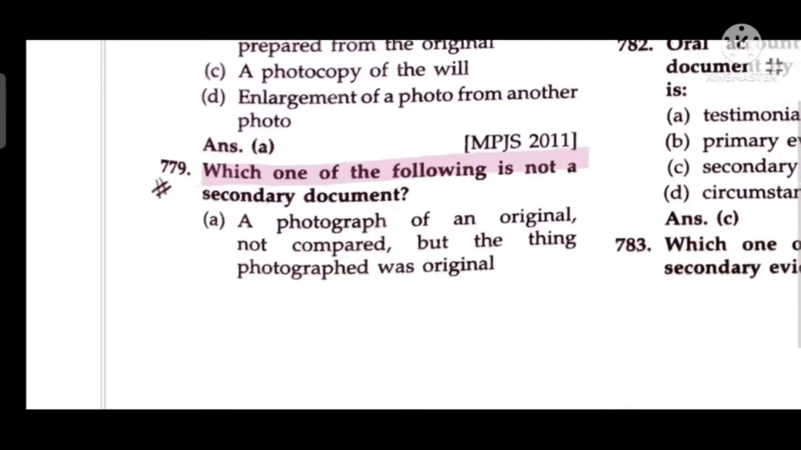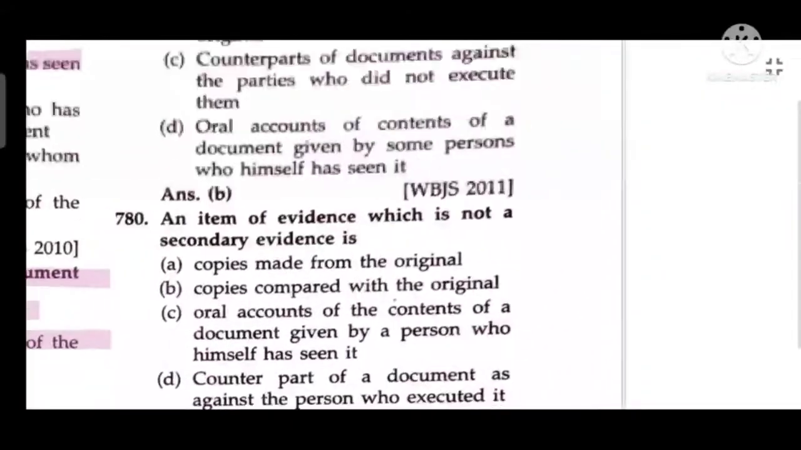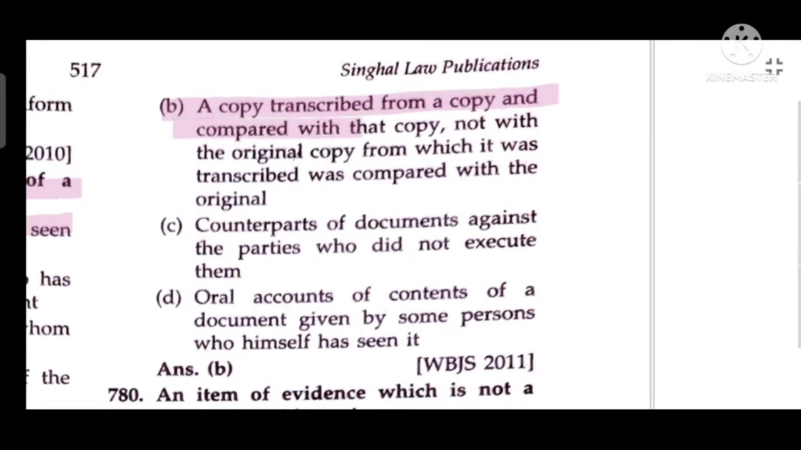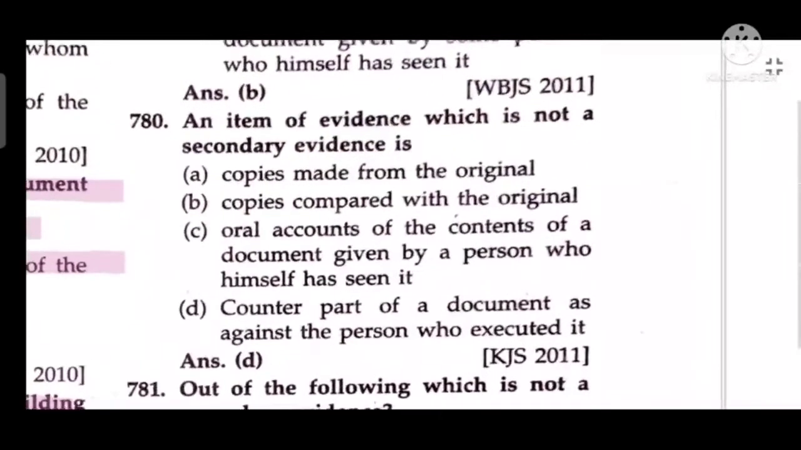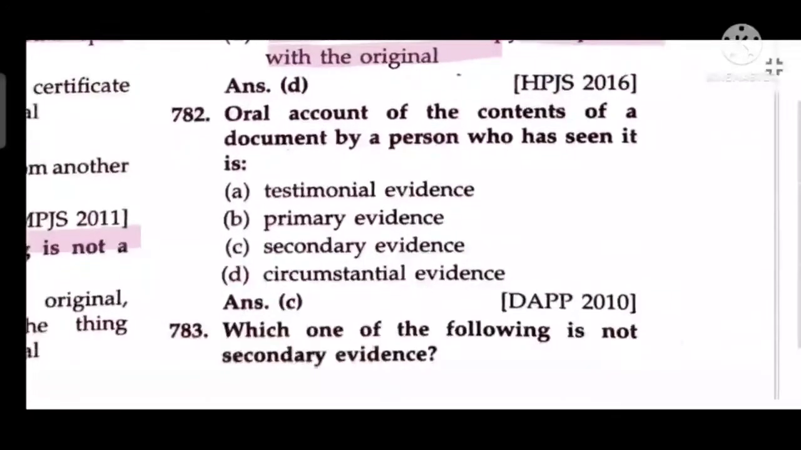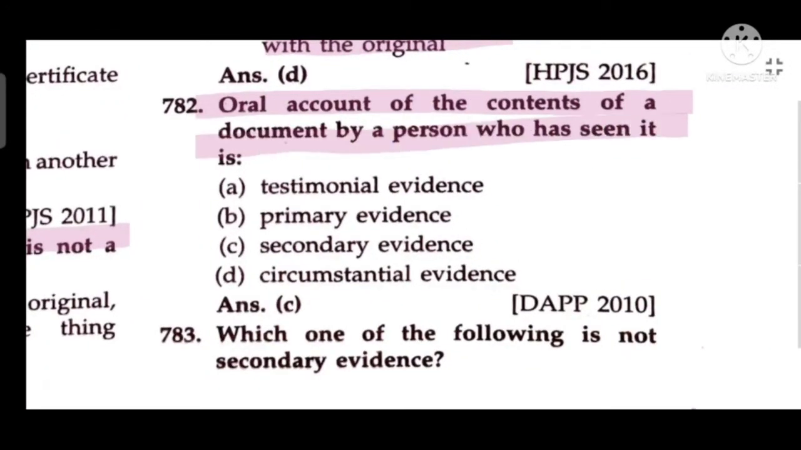Which one of the following is not a secondary evidence? A copy transcribed from a copy and compared with that copy, not with the original from which it was transcribed. An item of evidence which is not a secondary evidence is a counterpart of the document as against the person who executed it. Out of the following, which is not a secondary evidence? Oral account and the copy compared with the original. Oral account of the contents of a document by a person who has seen it is secondary evidence.